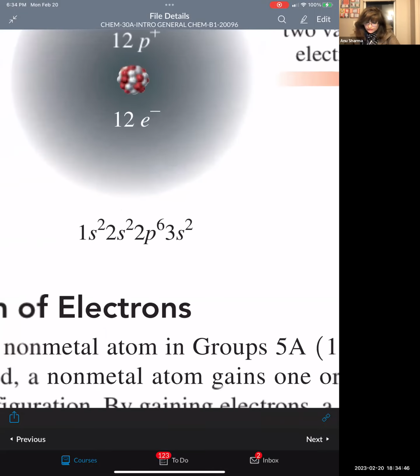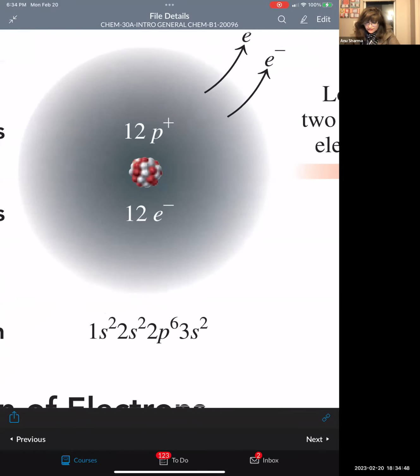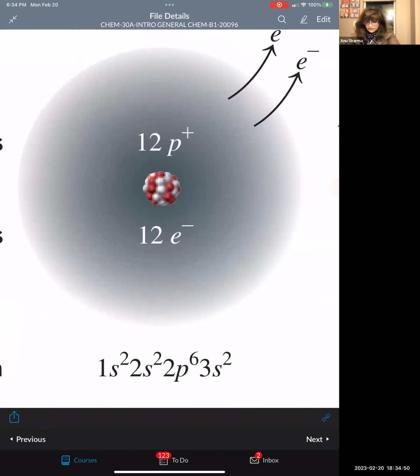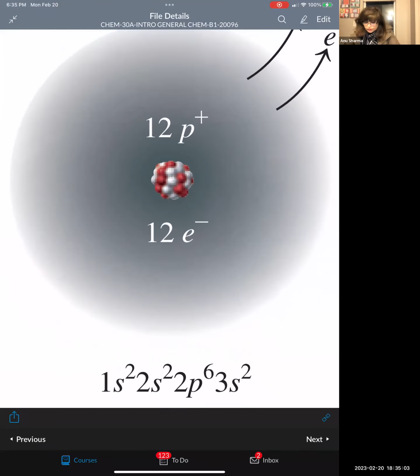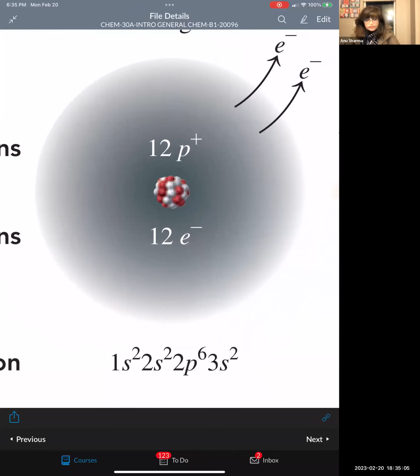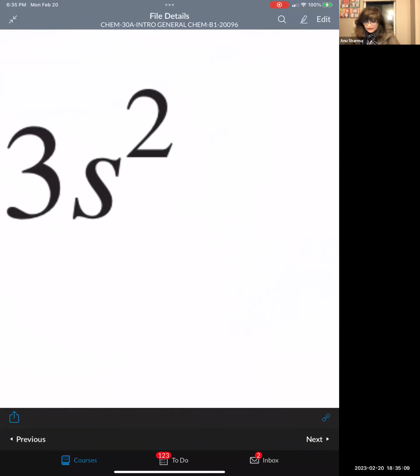Okay, now what's happening here? In this case, the 12 protons found in the nucleus are positively charged, right? 12 plus charges. And as many protons as there are, there are as many electrons. So we see that there are 12 electrons also. These 12 electrons and 12 protons balance each other. However, remember the 3s2, this is the valence shell, and there are two valence electrons in the last shell.